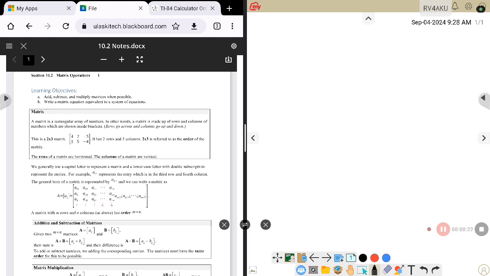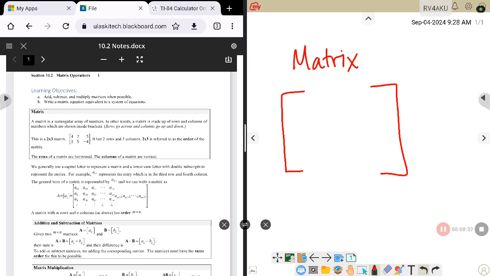Now, when we have a matrix, it is important to know how many rows and how many columns the matrix has. That is called the order of the matrix. Rows are horizontal, columns are vertical.